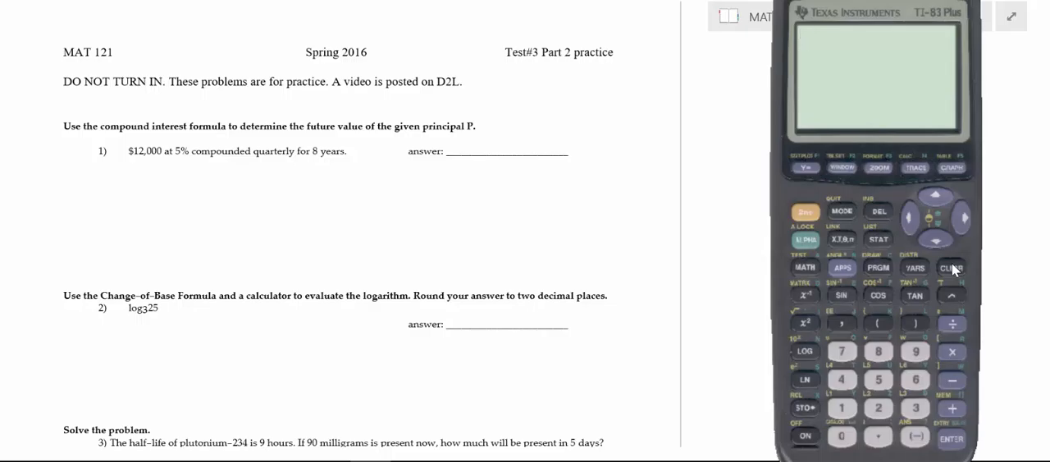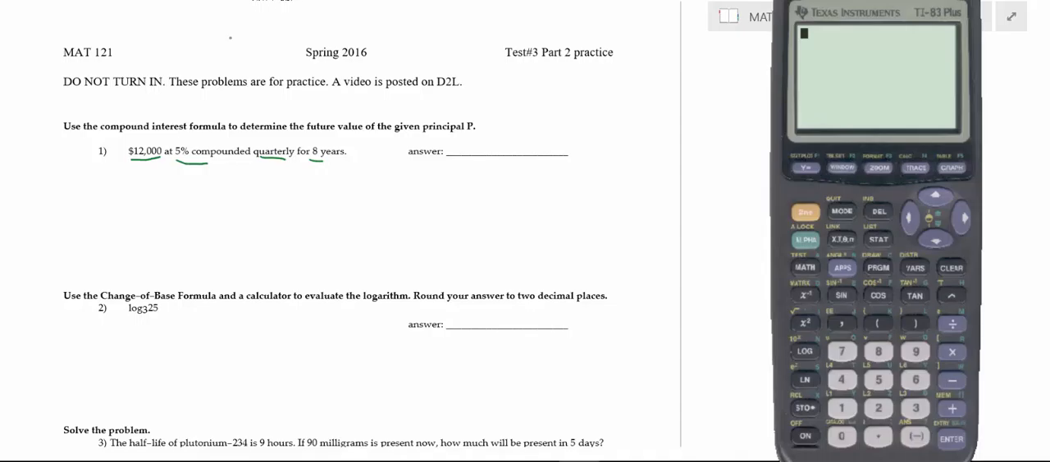And there's a few other things that I do want to spend a little bit of time reviewing that are not on here too. Okay, so this one says you're going to use the compound interest formula to determine the future value of the given principal. So you've got $12,000, you're putting it at 5%, compounded quarterly for 8 years.